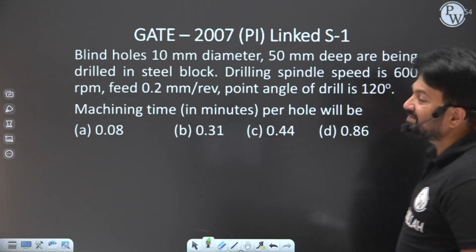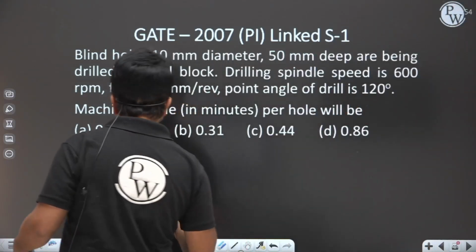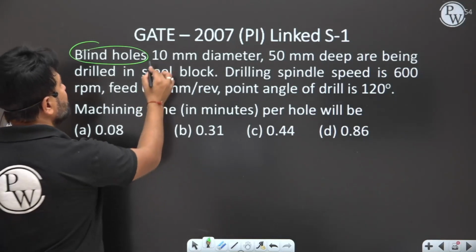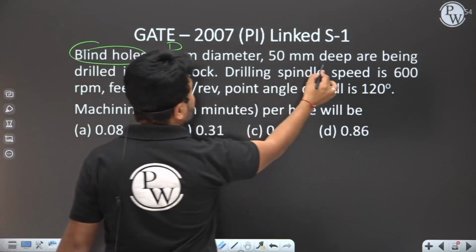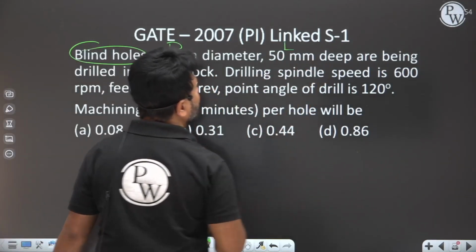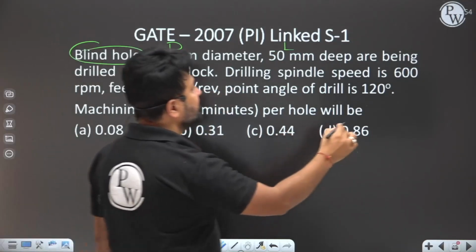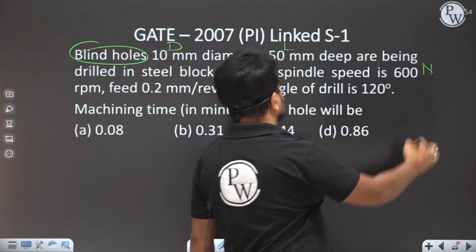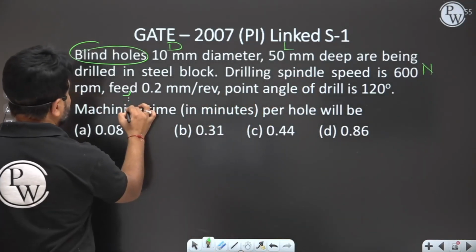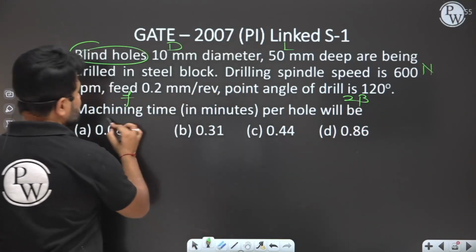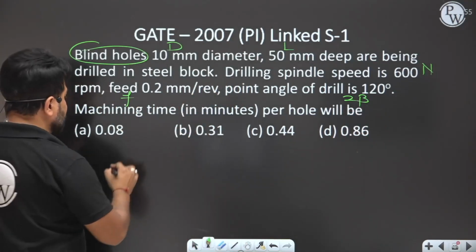Now let's see the next question. This question comes from a blind hole. A blind hole, 10 mm diameter, that is D, 50 mm deep, that is L, is being drilled in a steel block. Drill spindle speed is given, that is N. Feed is given, f. Point angle is given, that is 2 beta. You have to tell me the machining time per hole.